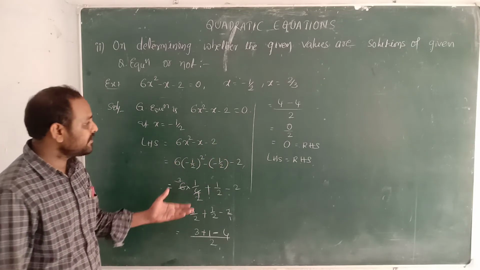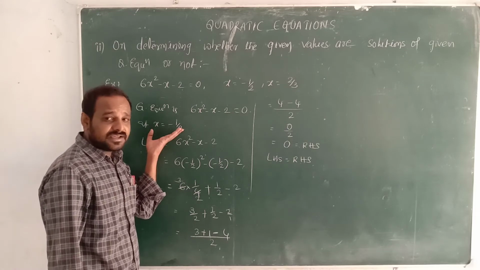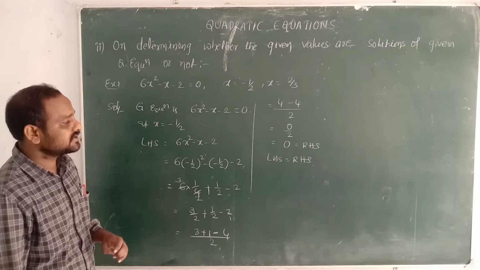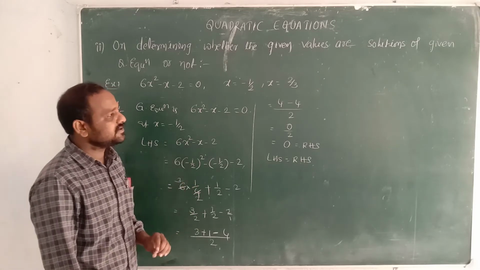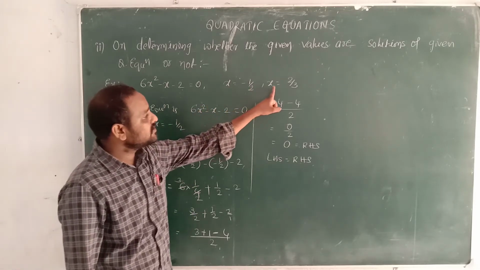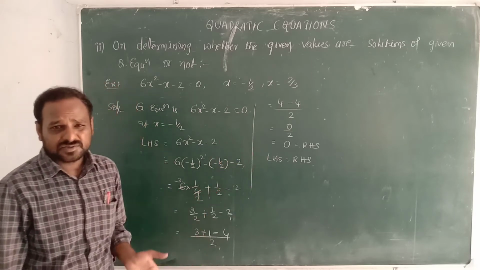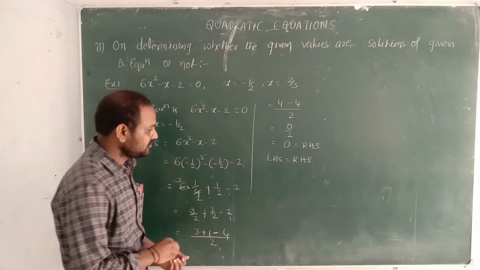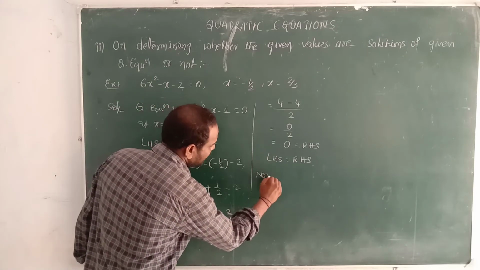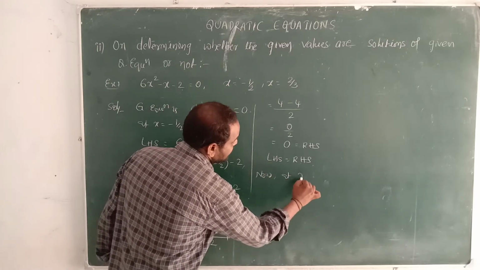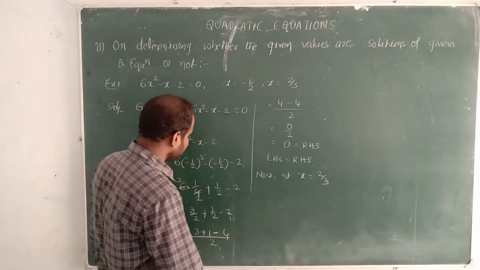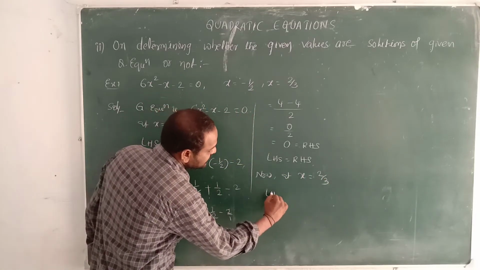So what can you say about this value? It is a solution of the given quadratic equation. So similarly, now we are going to check at x is equal to 2 by 3 whether it is also a root, one of the roots, or not. Okay. Now at x is equal to 2 by 3, substitute here. So what is LHS?